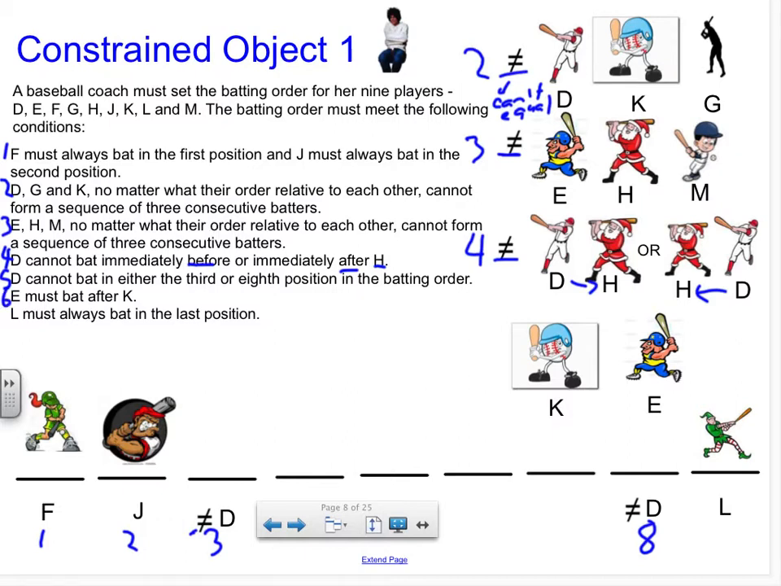6th condition, E must bat after K. So that means that E will come sometime after K. It doesn't necessarily need to come immediately after. K will appear first, and then sometime after K we'll see E. And 7th and last condition, L must always bat in the last position. So L is also a constrained object with J and F. So L, for the entire duration of the question, will always be in the 9th position.